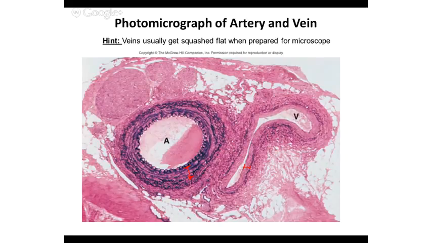There's also lots of elastic. All those black things you see are elastic fibers, because elastic stains black under the microscope. So this has a really thick, sturdy wall. This one has a thinner wall, and also look at the shape. The artery is still nice and round, right? The vein is totally squashed. So that's how you can tell the difference under the microscope.